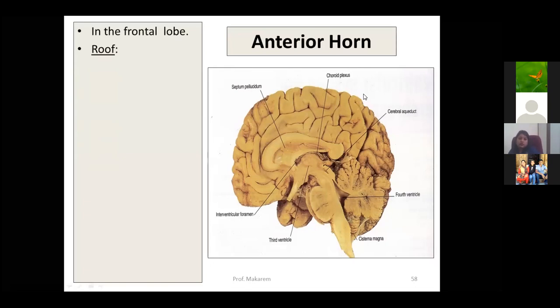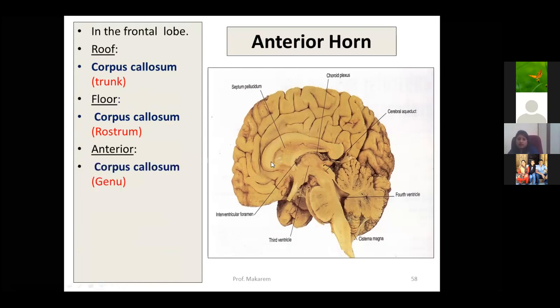So on the boundaries, I don't think it is very important, I'll just leave it out. So the anterior horn again has a roof, floor, then anterior and medial boundaries and lateral boundaries. So these are the boundaries of the anterior horn.